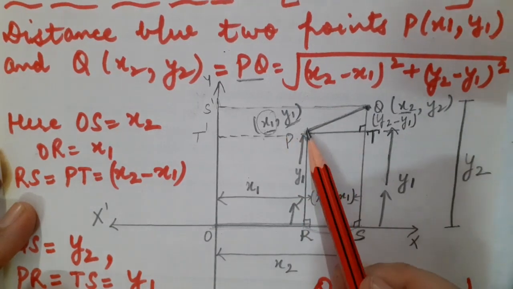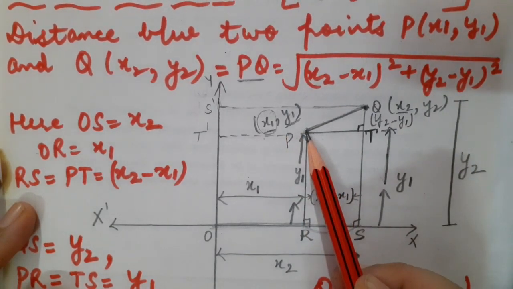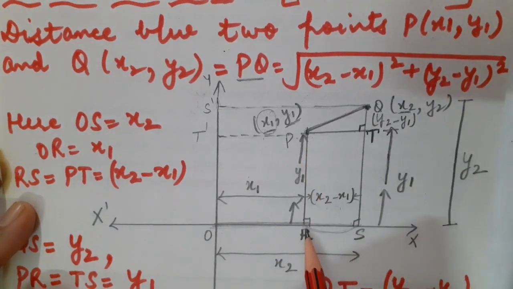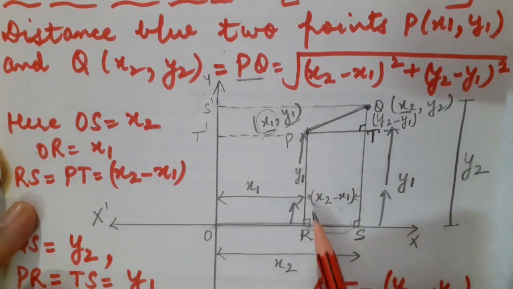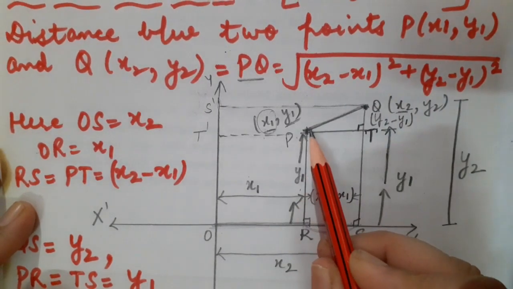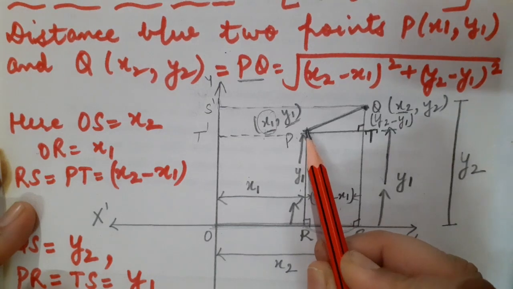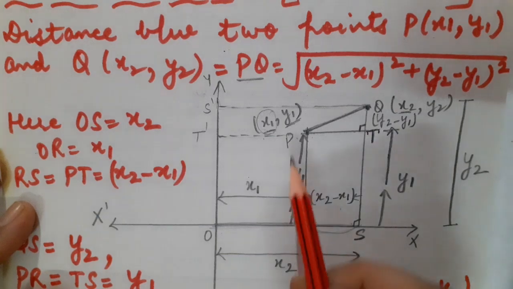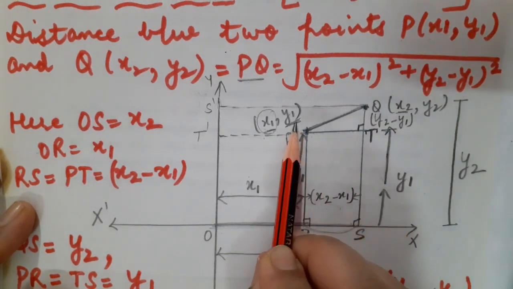What you have to do for the y coordinate, children, is always take the perpendicular distance of that very point from the x-axis. So can I say this complete PR is equal to y1? Of course, because this is the point P and I have to take the distance of this point P from the x-axis so that I can calculate the y coordinate, that is equal to y1.